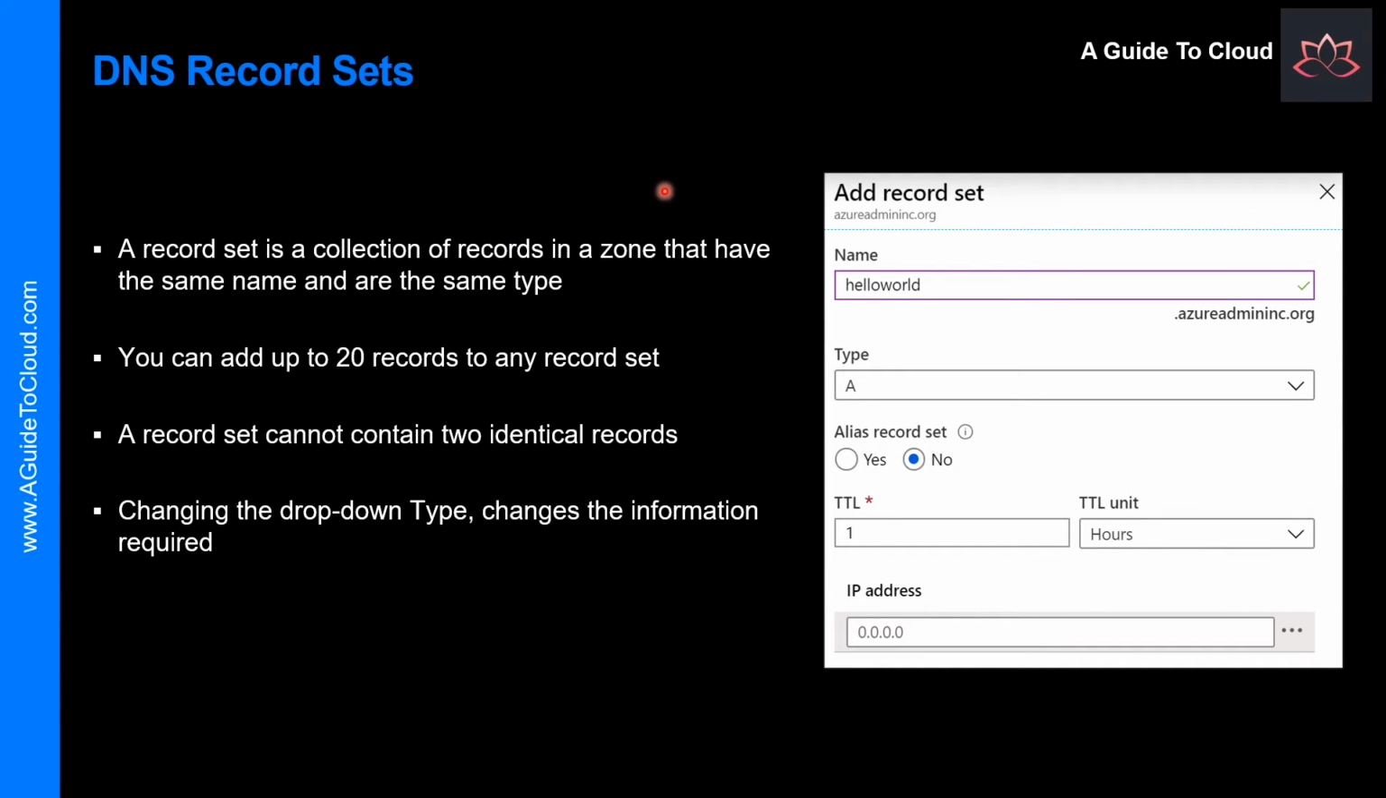All right, so let's talk about the DNS record sets. It is important to understand the difference between DNS record sets and individual DNS records. A record set is a collection of records in a zone that have the same name and are of the same type.